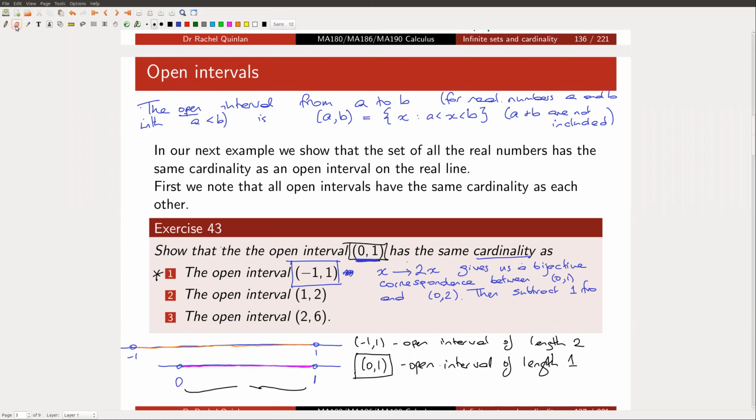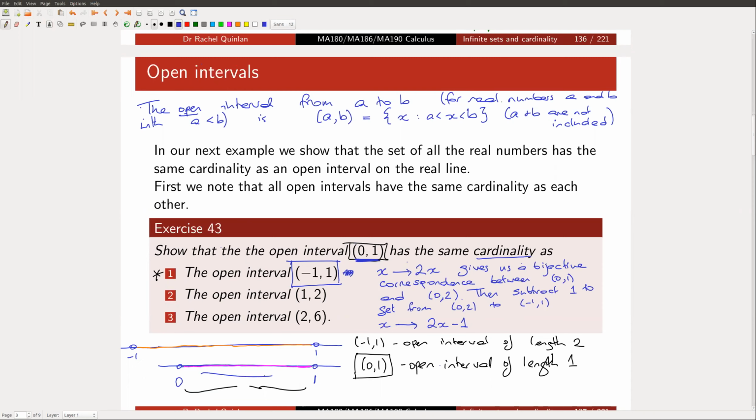So just subtract 1 from everything to get from 0, 2 to minus 1, 1. So in other words, if we take the function that takes x to 2x and then subtracts 1, so think about what that does and apply that function to elements of the open interval 0, 1, which is this pink line here.